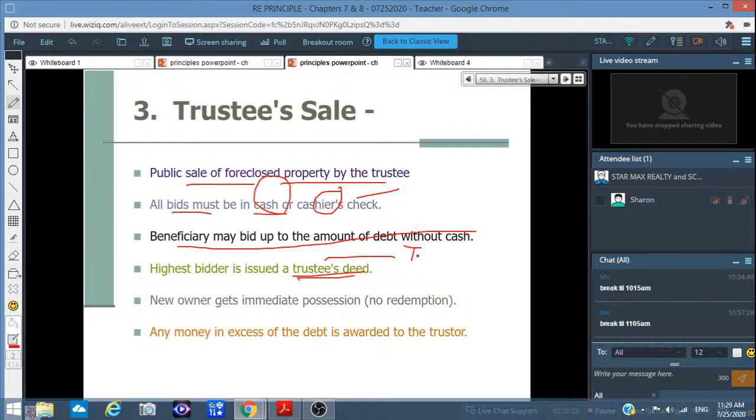Notice this is not a trustee. Okay, there's something different. Notice the difference in 2 E's. Okay, with the double E, trustee's deed, okay, that is a deed that is issued to the buyer of the foreclosed home. Okay, without the double E, a trust deed is the collateral. Okay, it's like a mortgage, right? The trustee. The owner gets immediate possession, no redemption. Right away, right? They can move into the house. That's their home now. Okay. Any money in excess of the debt is awarded to the trustor.